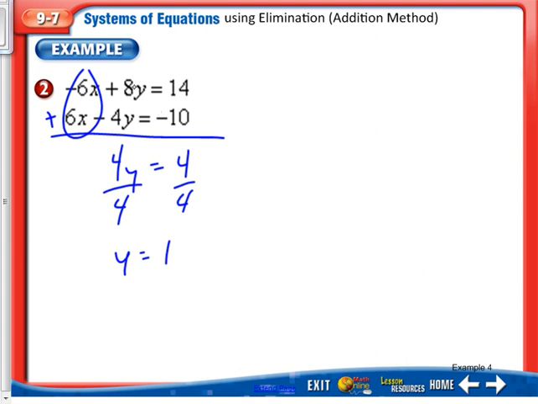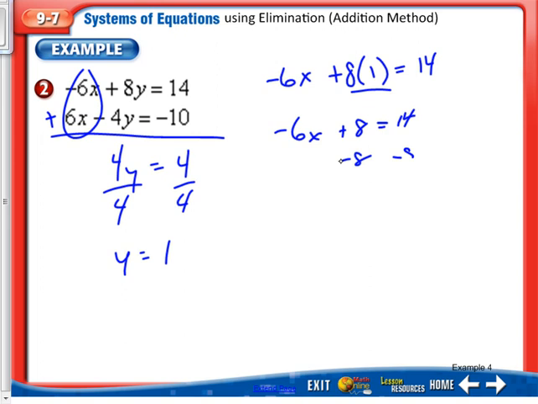I'm going ahead and plug it into this one because it is positive. It's plus 8y. So anyways, it doesn't matter which one. So negative 6x plus 8 times 1 is equal to 14. Now that's simple. That's just 8. So we have negative 6x plus 8 is equal to 14.